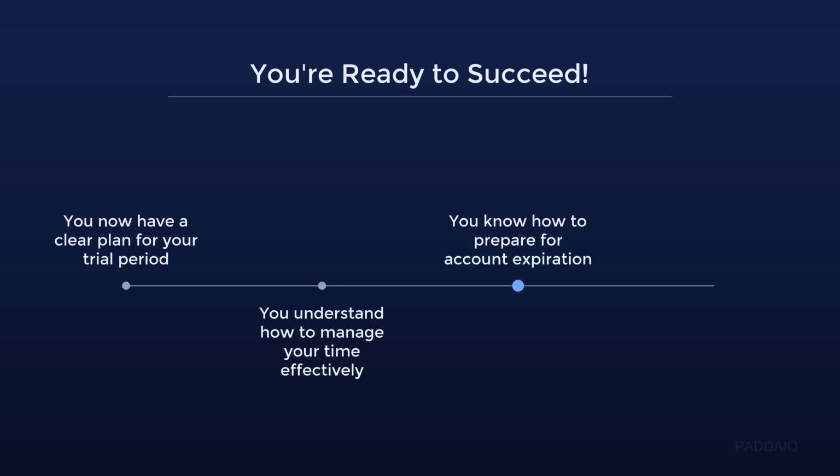You know how to prepare for account expiration. This means you understand the steps to take before your SAP BTP trial or subscription ends, such as exporting your data and configurations. For example, you can schedule a backup of your applications 1 week prior to expiration. This proactive approach ensures a smooth transition and prevents any loss of your important work.